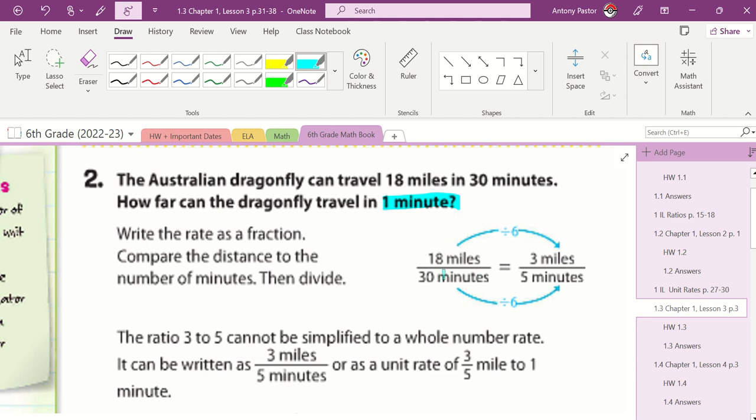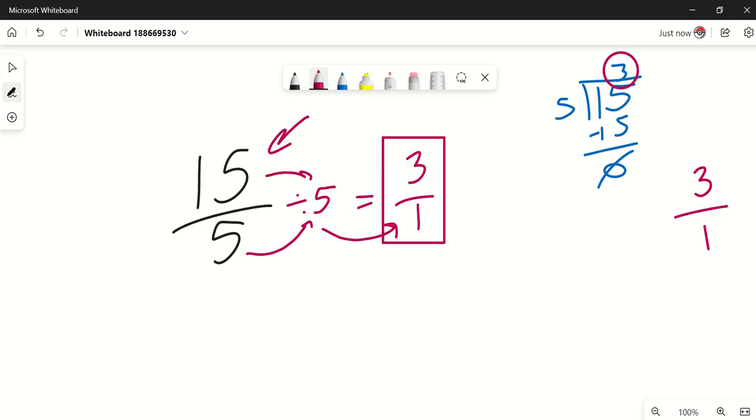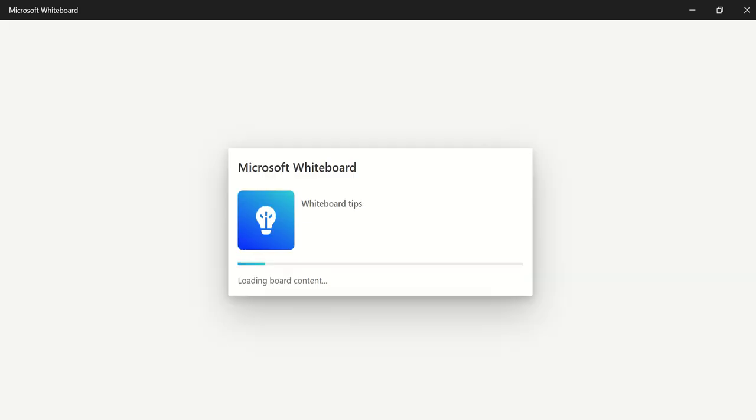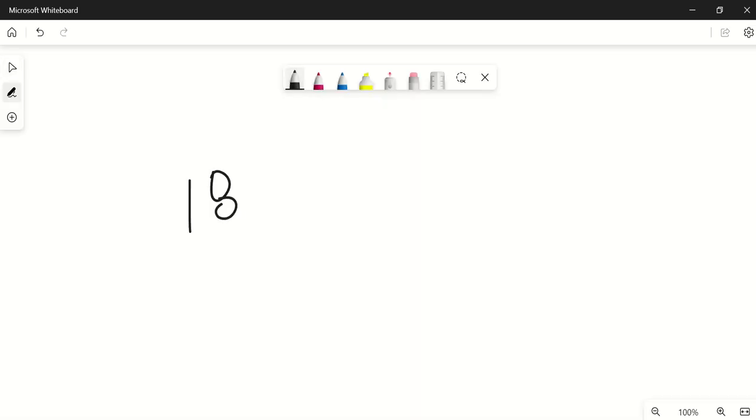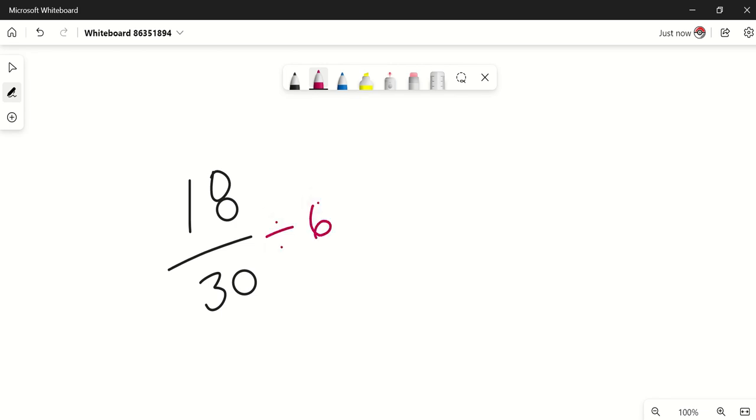I can't divide 30 by 30. I mean, I could and get 1, but 18 divided by 30 would give me a whole different number. So what I'm going to do here is look at the 18 and the 30, and look for a common factor that I can simplify with. Same idea as we have been dealing with our fractions. Our fraction is 18 over 30. Ignore the words, ignore everything else. Common factors that they would share would be 2, 3, and the biggest one would be 6.